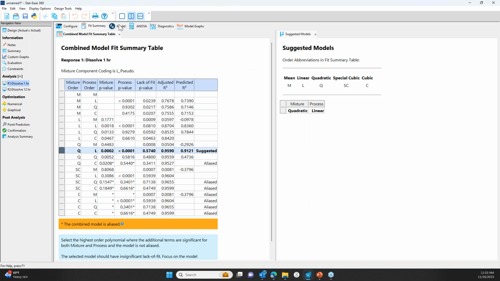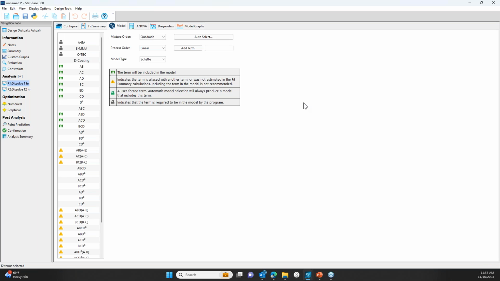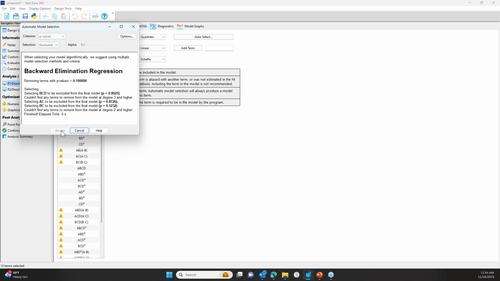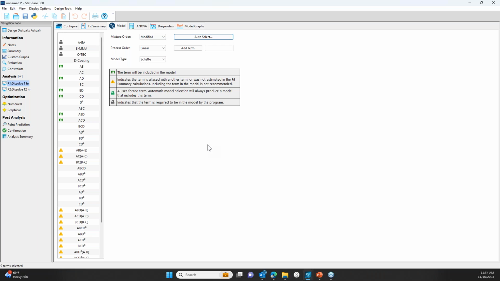So we'll go ahead and take the default. We'll click on this. Now, the one thing that I will say with these types of designs is that model reduction almost always applies. Remember how we took that B term out earlier? Well, we're gonna do model reduction, but there's a simple way to get it done. So we're going to use this auto select feature, maybe p-value backward. That's a longer story, but we'll just take the default here as p-value backward, and we'll let it get rid of some of the terms.